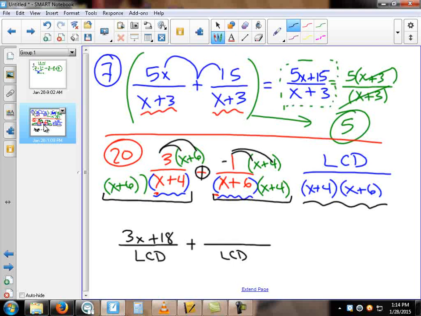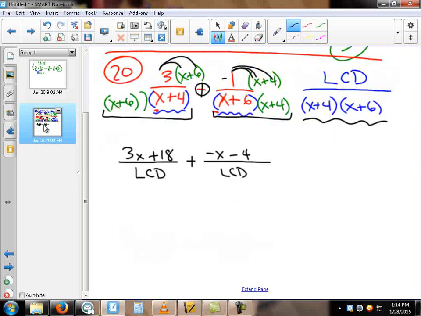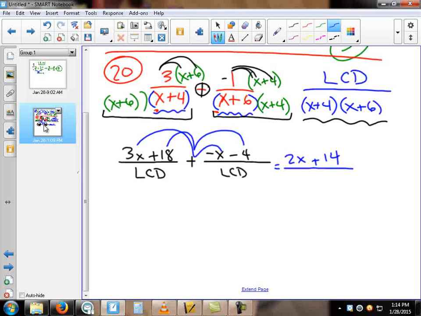So I'm going to do that down here. A negative 1 times x is negative x. A negative 1 times 4 is negative 4. At this point, because I have an LCD, I can just add like terms. So I see 3x plus a negative x is 2x, and 18 plus negative 4 would be 14, over x plus 4, x plus 6.